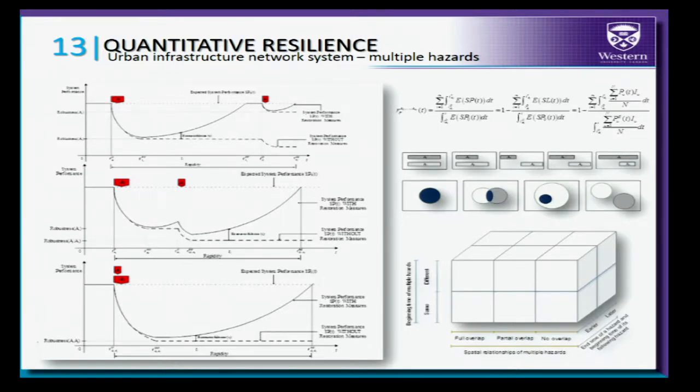If you look at the time, this is what may happen. We may have a situation that the additional hazard may be affecting the system when the system has not yet recovered from the previous one. What are the multiple hazard situations?